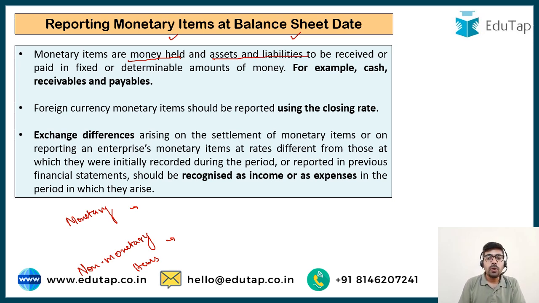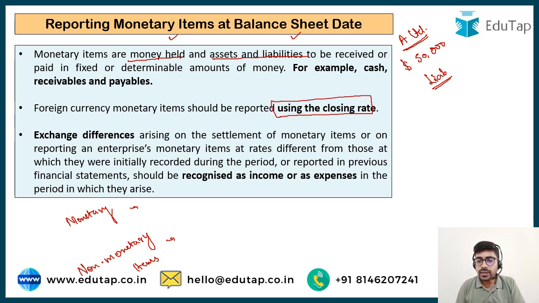Now in our case, we had bought 100 phones, $500 each. We had to make payment of $50,000 to A Limited. This A Limited is sort of our creditor. It is our liability. So this is a liability to be paid in future in foreign currency, in money terms. So this is definitely going to be a monetary item. So how should we report this liability in our balance sheet? This accounting standard says if it is a monetary item, you should report it using the closing rate.